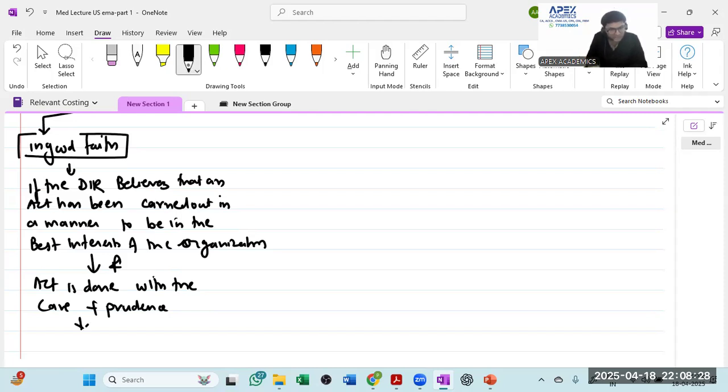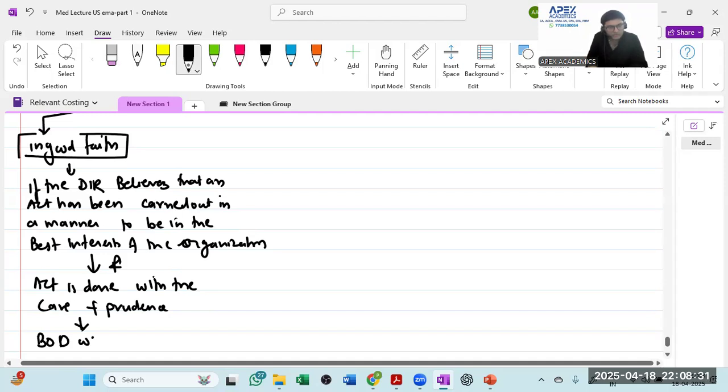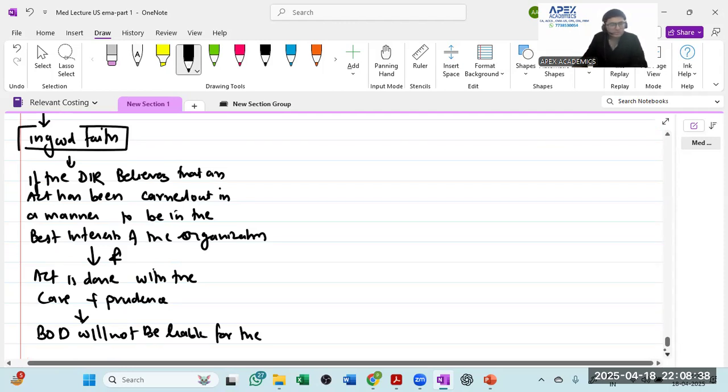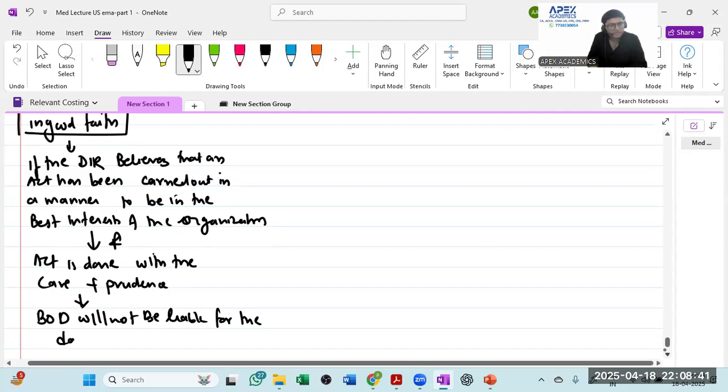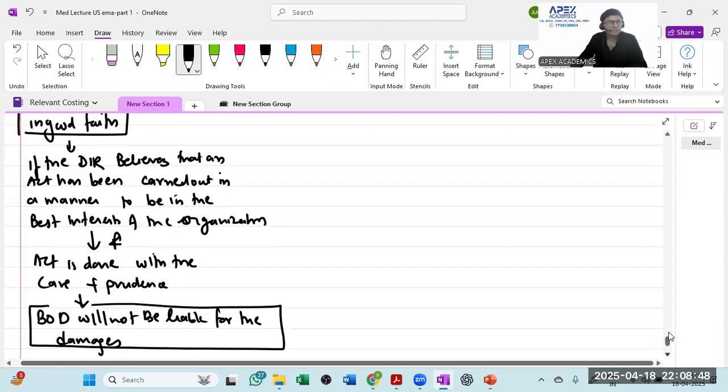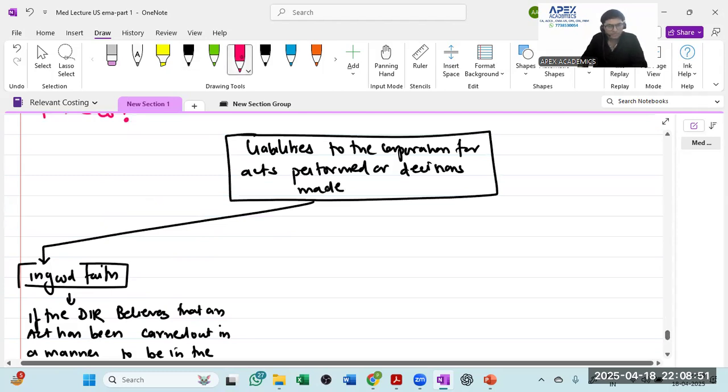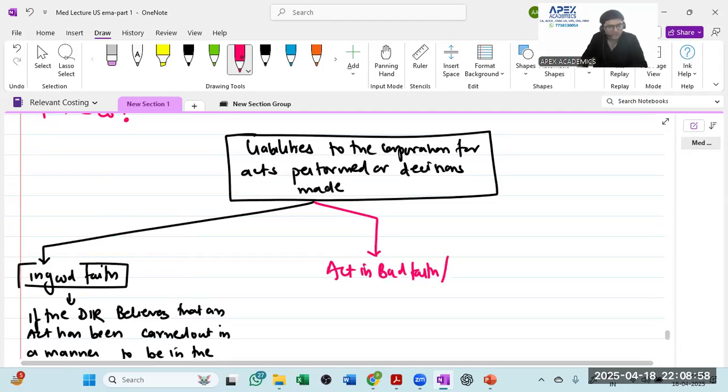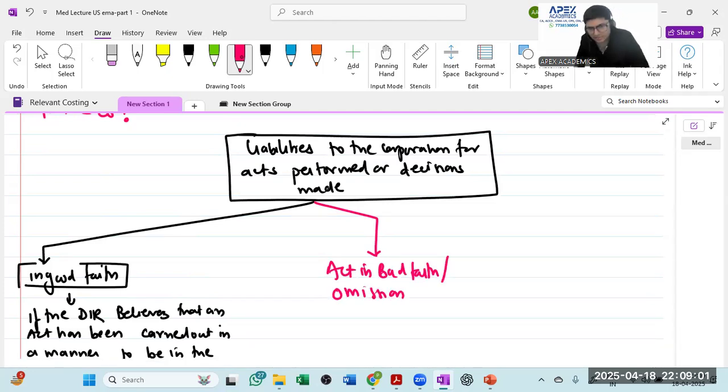In this case, the BOD will not be liable for the damages. The BOD will not be liable for the damages. We will discuss this with an example also, don't worry. So suppose there is an act in bad faith, or there is an omission. In simple terms, it is known as carelessness.